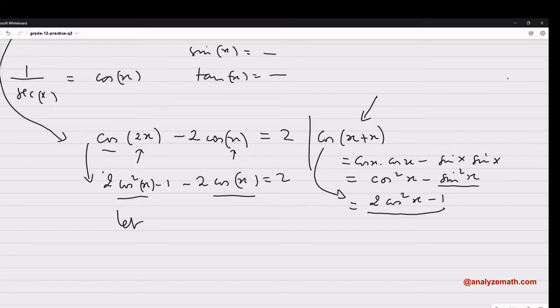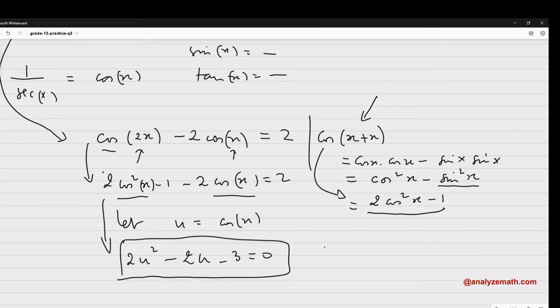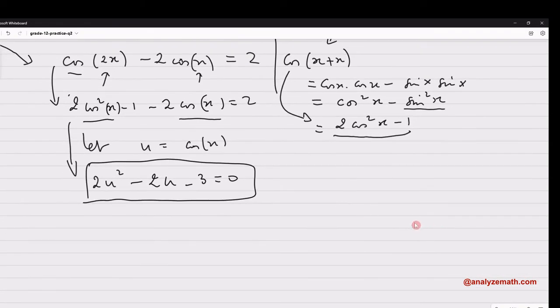Now it looks like we have a quadratic equation with cosine x as the unknown. So let u equal cosine x, and then rewrite our quadratic equation: 2u squared minus 2u, and then the minus 1 with the minus 2 gives me minus 3, equal to 0. So a simple quadratic equation, which we will solve by any method.